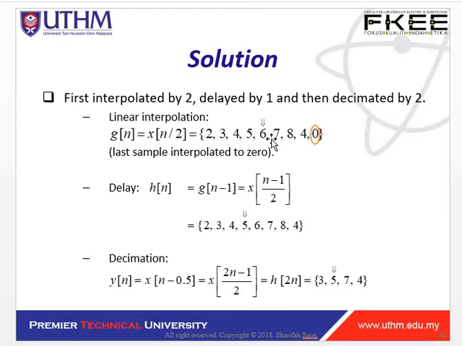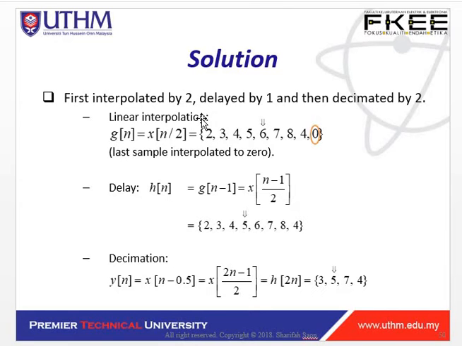6 and 8, linear is 7. And add to 0. So your last sample is interpolated to 0. You get 4. So this is the linear interpolation, then followed by the delay. So delay by what? Delay by 1. So delay by 1, n minus 1. So n minus 1, you get what?